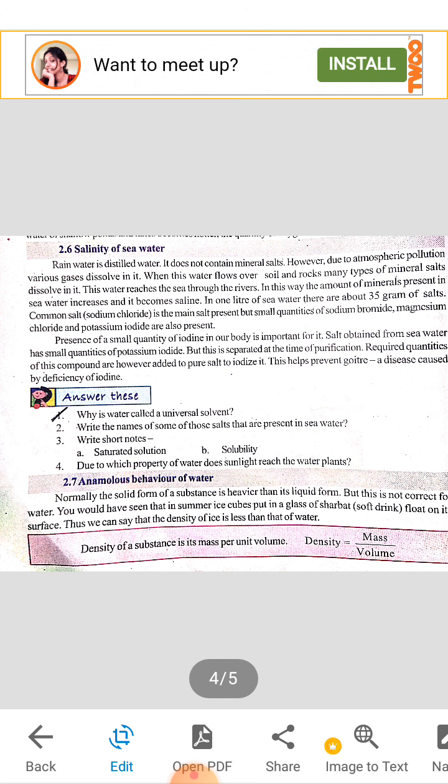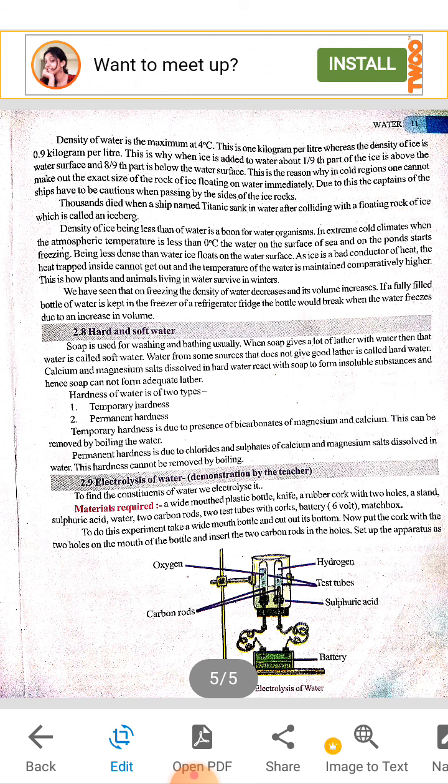See the formula: the density of a substance is its mass per unit volume, so density equals mass upon volume. The density of water is maximum at 4 degrees Celsius. This is 1 kilogram per liter, whereas the density of ice is 0.9 kilogram per liter. So this is why, when ice is added to water, about 1/9th part of the ice is above the water surface and 8/9th part is below the water surface.